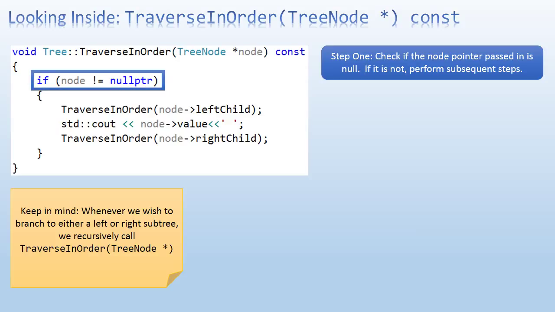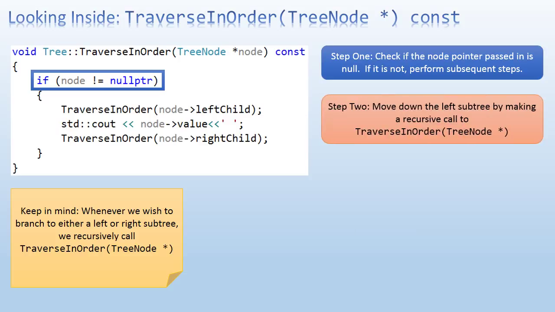The first step is to check if the node pointer passed in is null. If it's not, we can continue on to step 2. In step 2, we actually move down the left subtree by making a recursive call to this very same method. And this time we pass it the left child, or more precisely, a pointer to the node's left child.